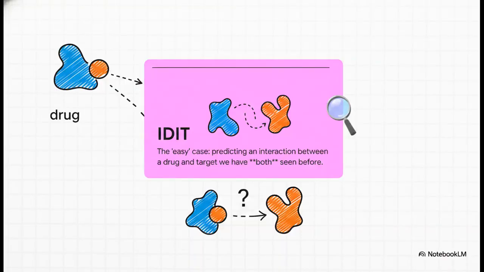All right, first up, we've got what's called IDIT. Now, this is the easy case. This is when we're predicting an interaction between a drug we already know and a target we already know. The movie analogy works perfectly. We know you like action movies, and we know you like a certain actor, but you haven't seen their action movie yet. It's a pretty safe bet, right? We're just filling in a small, obvious gap.